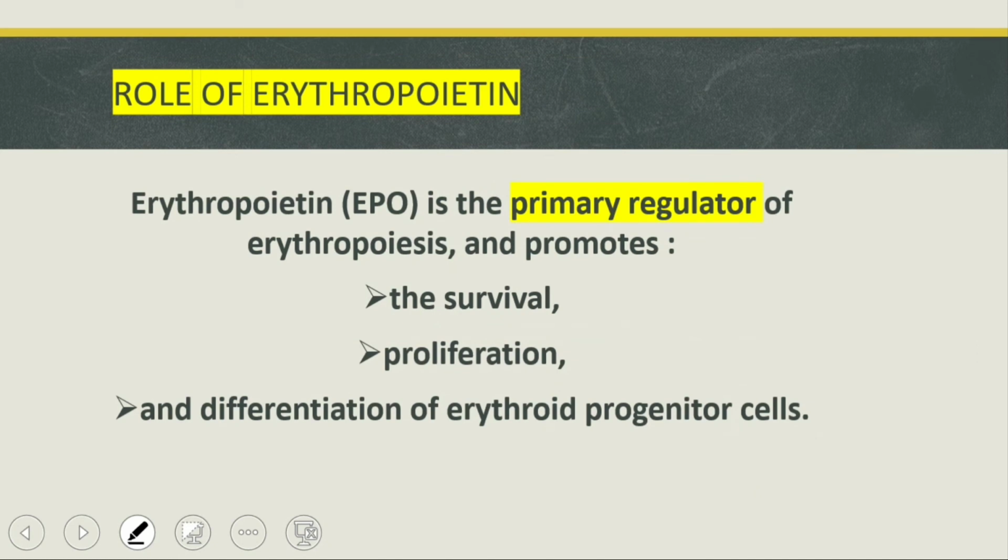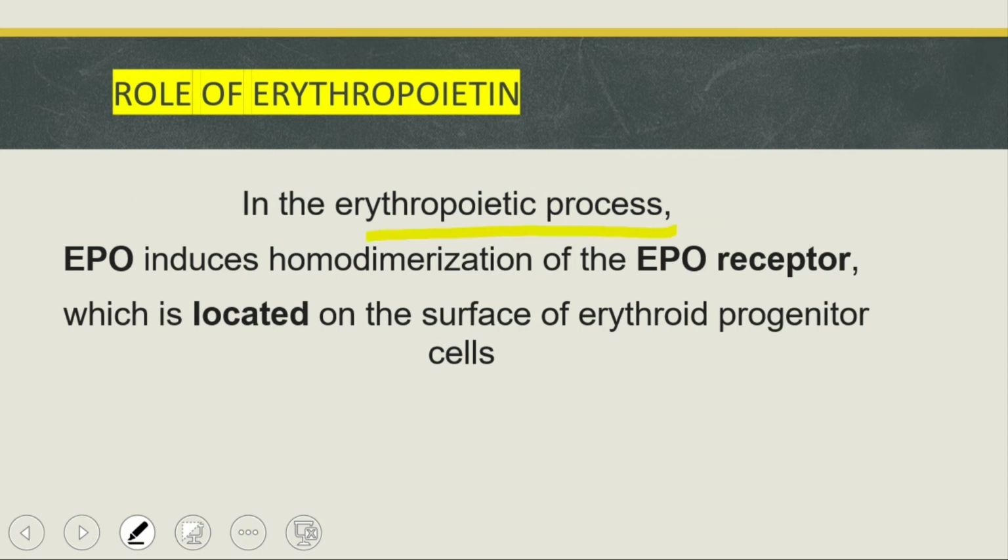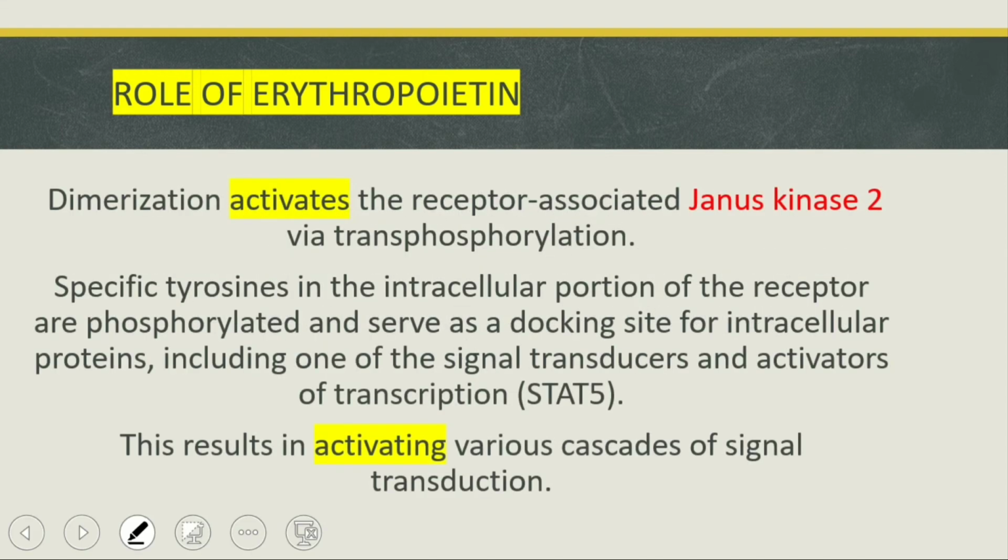The role of erythropoietin. Erythropoietin is the primary regulator of erythropoiesis and promotes the survival, the proliferation and differentiation of erythroid progenitor cells. We've discussed them. Now, in the erythropoietic process, number 1, EPO induces homodimerization of the EPO receptors, means the form, the structure, the shape of the receptor changes on binding, which is located on the surface of erythroid progenitor cells. And number 2, dimerization activates the receptor associated Janus kinase 2 via transphosphorylation. This is the process that is basically happening, and we say it as JAK2 pathway.